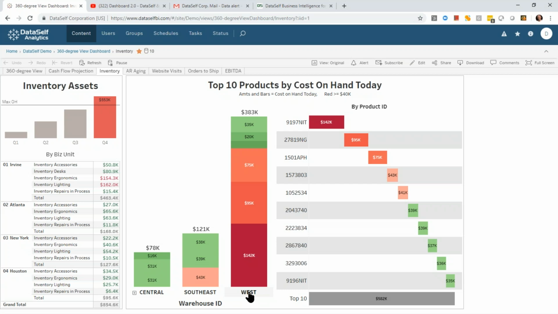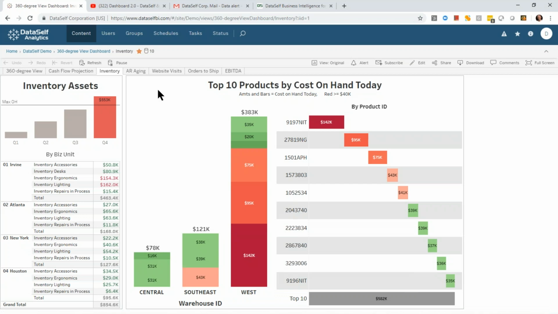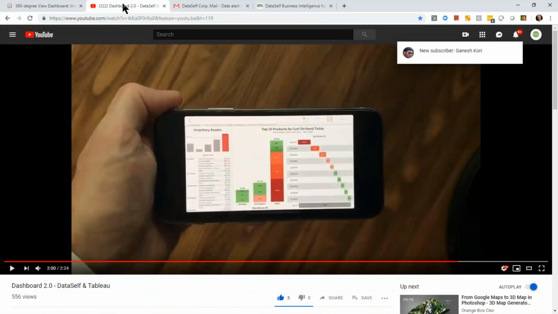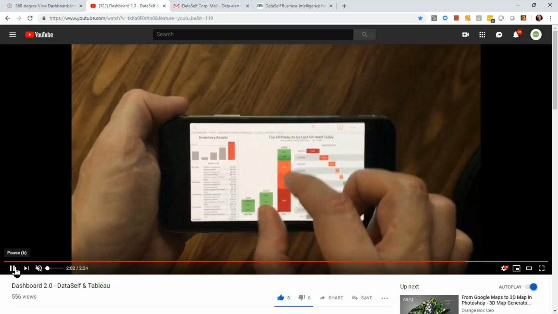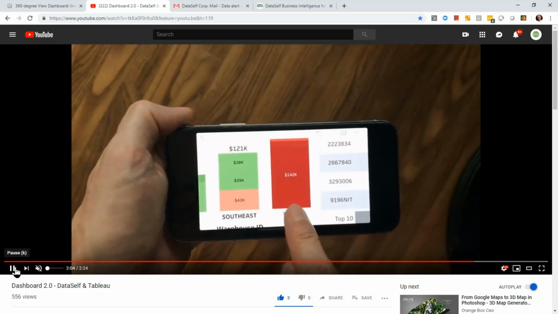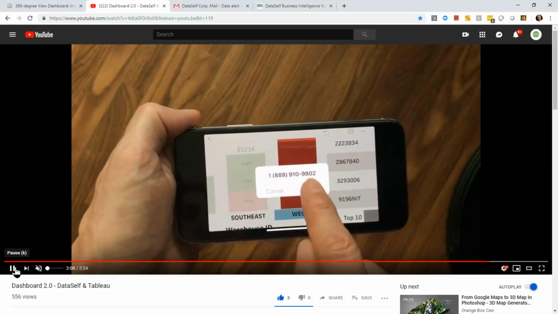Let's say I need to contact the warehouse manager, I could click here and click call or email the person. So it would take me 2 seconds to actually be in contact with the person. And if you're doing this from a phone-enabled device, so right now this is the same dashboard that I'm looking at on a cell phone. If I click call warehouse manager, guess what? It calls the person right off the bat. Call warehouse manager, and it calls.